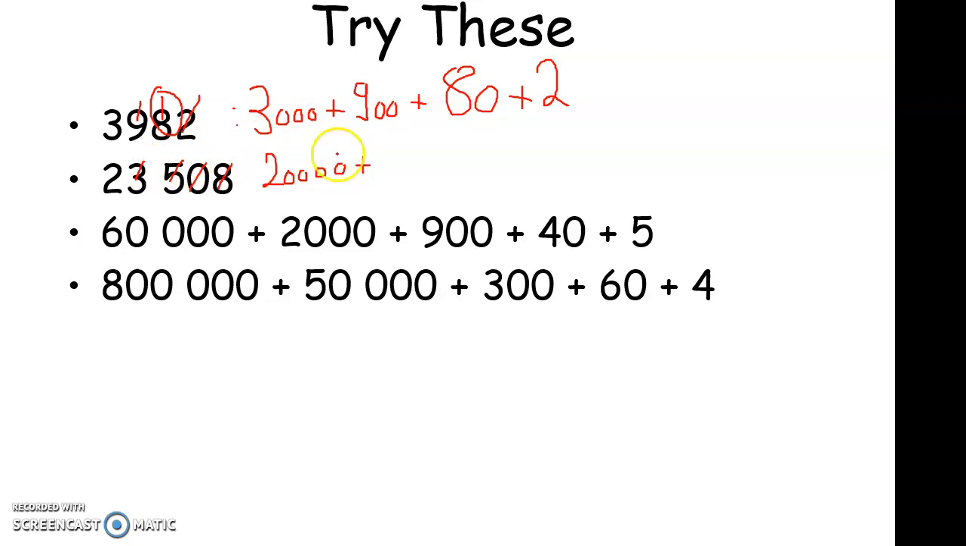Plus, now the 3. How many digits do we have after 3? 1, 2, 3. So I will write 3 zeros. Plus, which digit comes next to 3? 5. How many digits do we have after 5? We have 1, 2 digits. So we must place 2 zeros. Plus, now I can write plus 0 or we can skip 0, because plus 0 is nothing. So now plus what? Plus 8. No more digits after 8, so 8 alone.